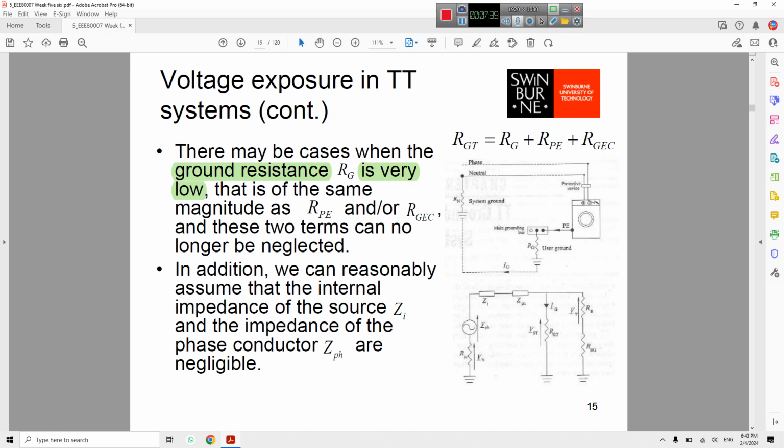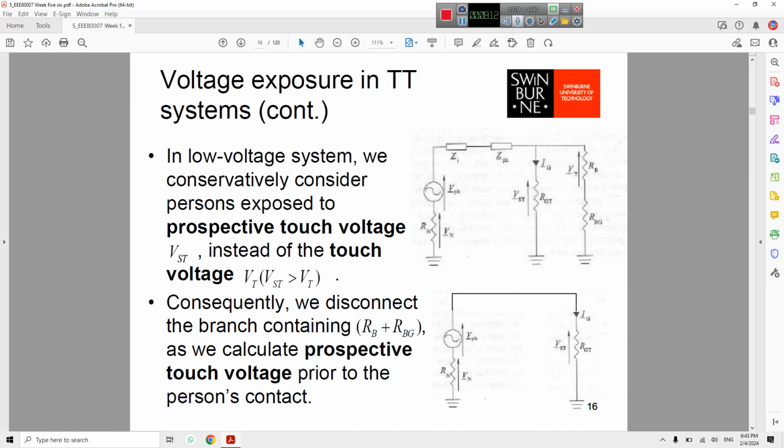Then there may be cases when the ground resistance RG is very low, that is, in the same magnitude as RPE and RGCE. So at this time we have to consider these two terms. In addition, we can reasonably assume that the internal impedance of the source and the impedance of the phase conductor are negligible, as I mentioned before. So in a low voltage system, we conservatively consider persons exposed to prospective touch voltage VST.